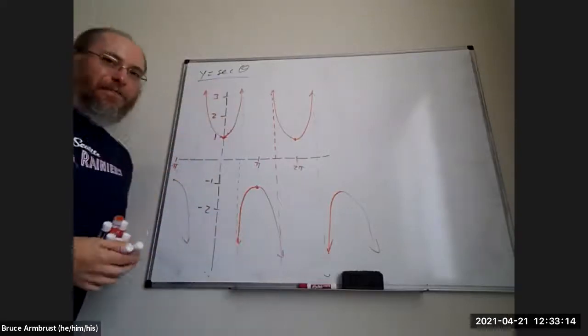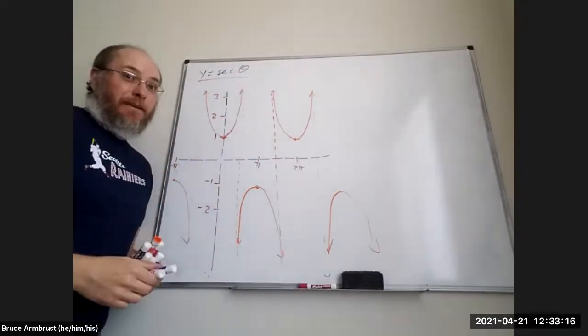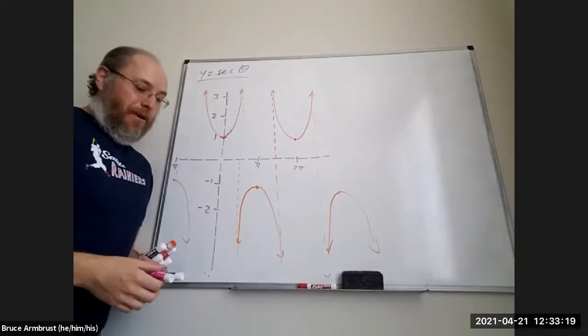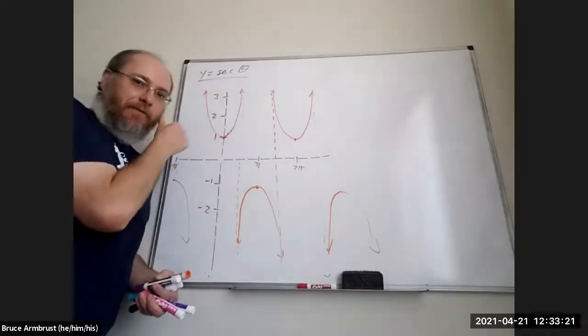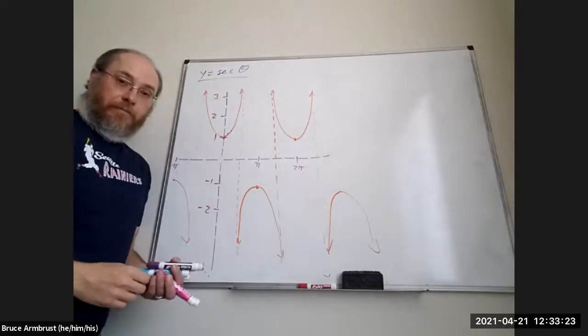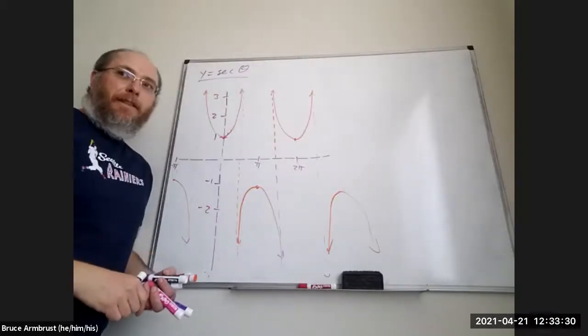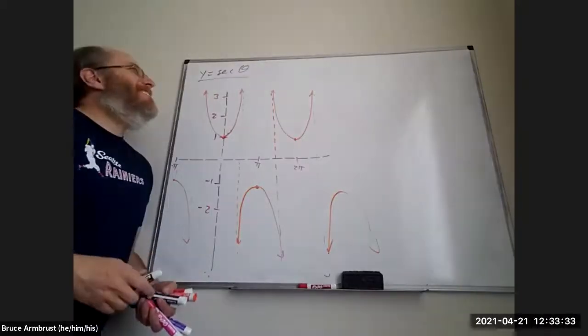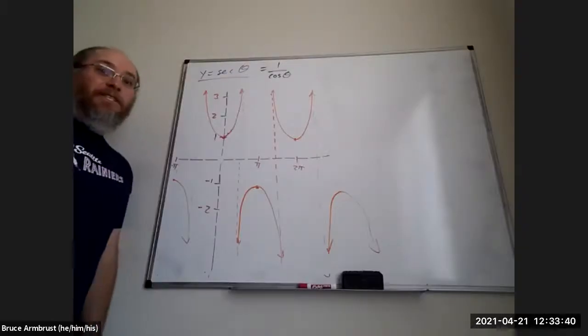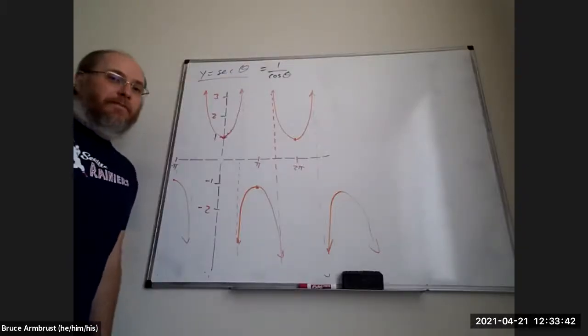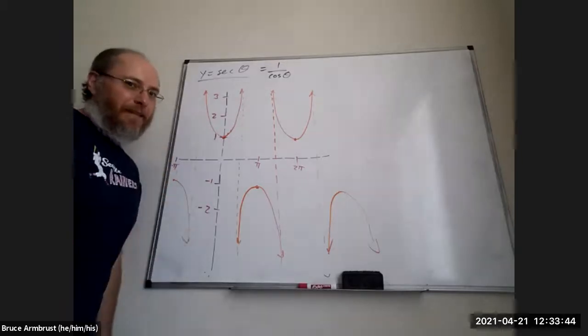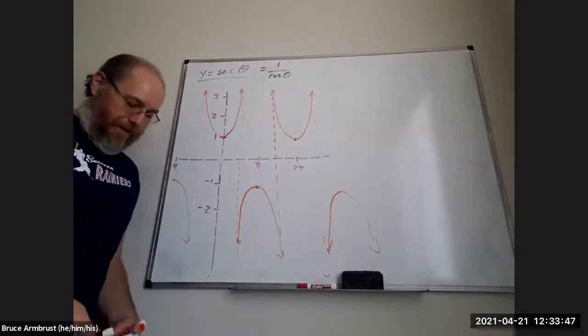Think about secant and think about its buddy function from the big three. Right? Which of the big three is secant the reciprocal of? Sine. It's a good guess, but not quite right. It's cosine. So secant is the reciprocal of cosine. And don't feel bad about getting that one wrong. It takes a while till you get them down.